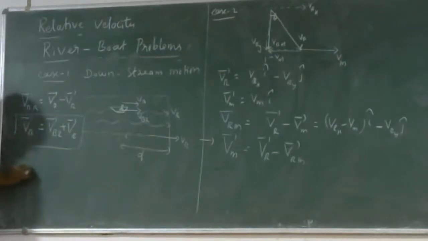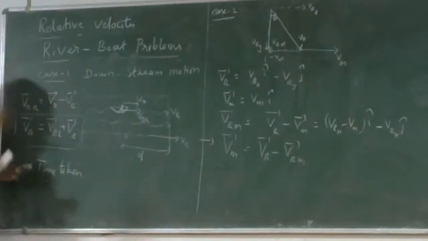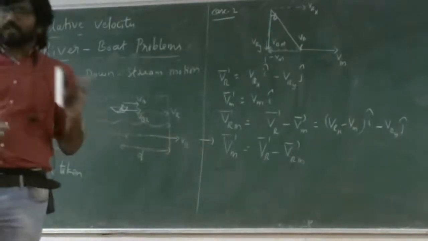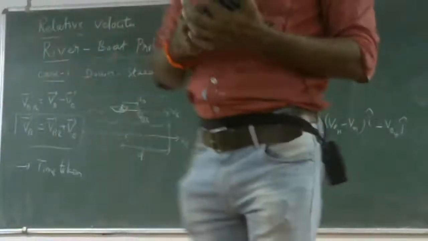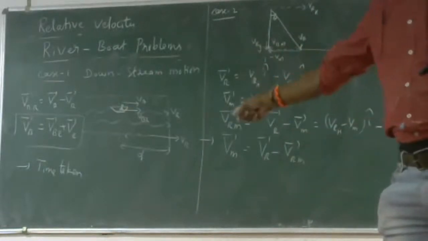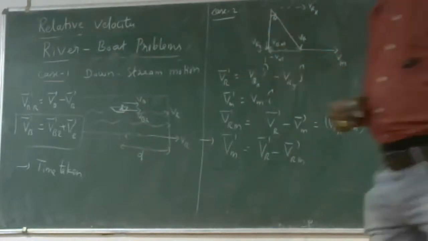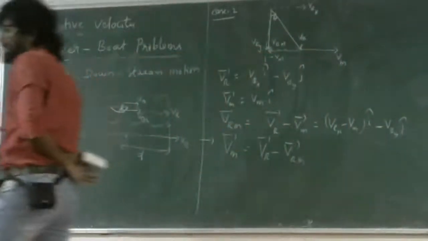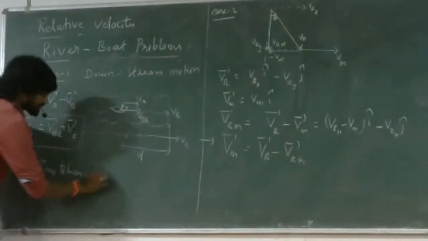If you are asked to find the time taken to cover a distance, you can write here: time taken to cover a distance downstream. Write down these words clearly: time taken by the boat to cover a distance d in downstream is T, equal to time is what?